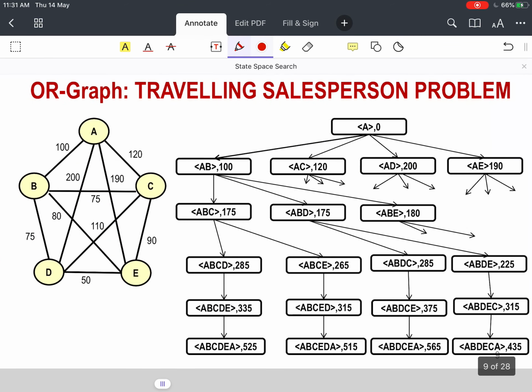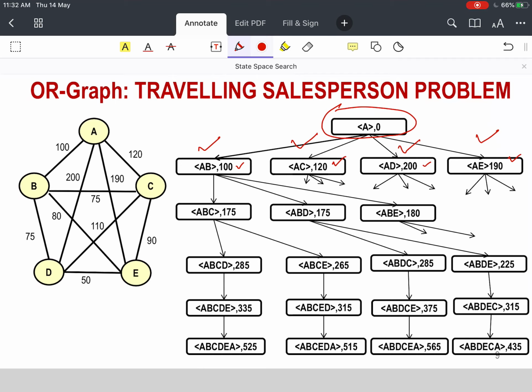So this is how this traveling salesman problem looks like. We start with A0. Then using the state transformation rules, I can go from A to B, I can go from A to C, I can go from A to D, I can go from A to E. And if I go from A to B, the cost is 100. If I go from A to C, the cost is 120, depending on the edge cost. From A to D, the cost is 200, A to E.